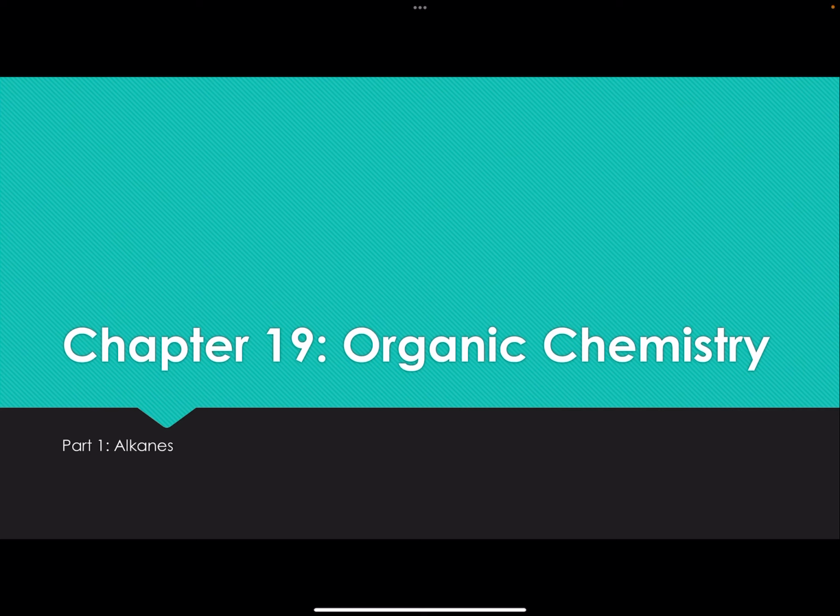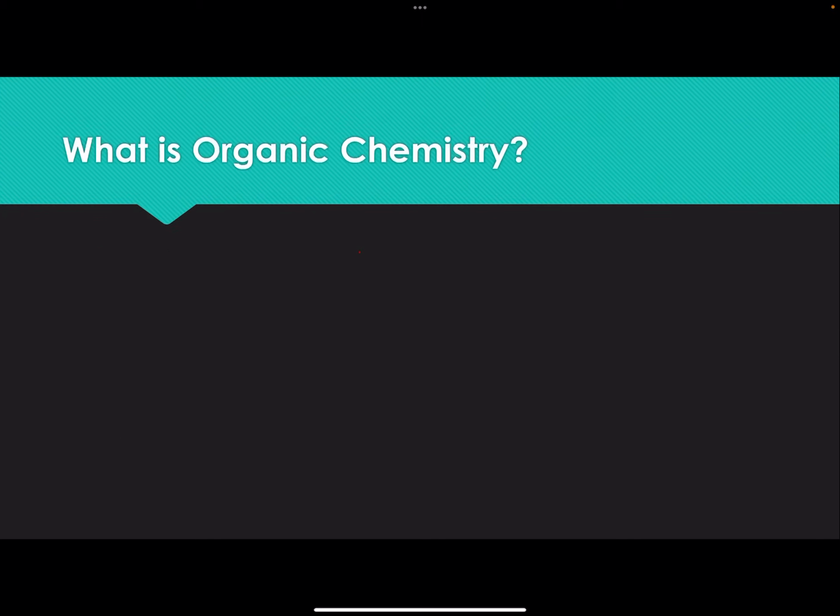In this chapter, Chapter 19, we're going to get an introduction to organic chemistry. We're going to talk about what organic chemistry is in a little bit, but we're going to talk about different classes of organic compounds, their structures, how to name them, how to draw them, and what types of properties are going to result. This particular video, we're going to focus on introducing organic chemistry, and we're going to talk about our simplest type of organic compounds, which are our alkanes.